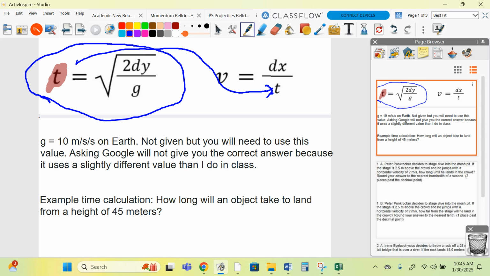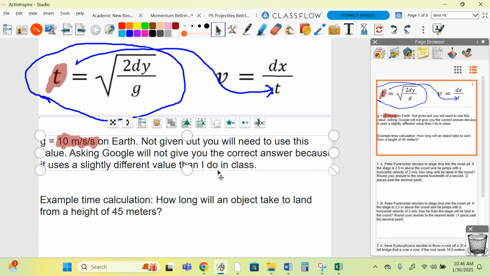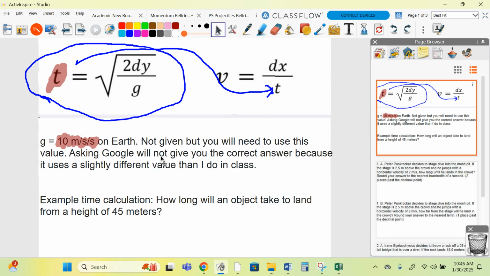A couple things that I want to point out. Number one, please make sure when you're using g, g is 10 meters per second squared on Earth. This is not typically given to you in the problem, but it will go in the equation every single time. I noticed this whenever the virtual students were doing the free fall calculations. It is very easy to type the question into Google. However, because I do not use quite as exact a value as Google does, if you ask Google for the answer to the question, you will get the wrong value. Just keep that in mind.